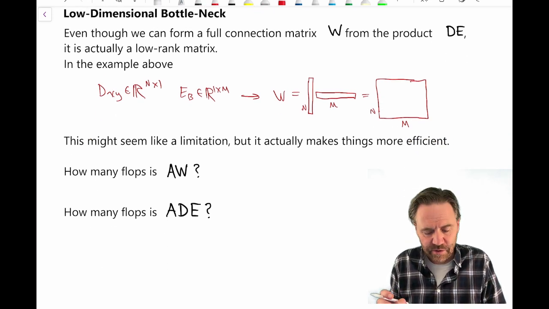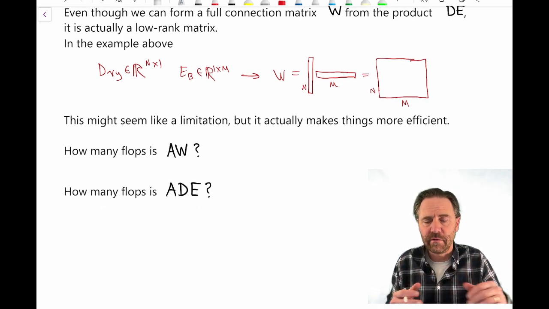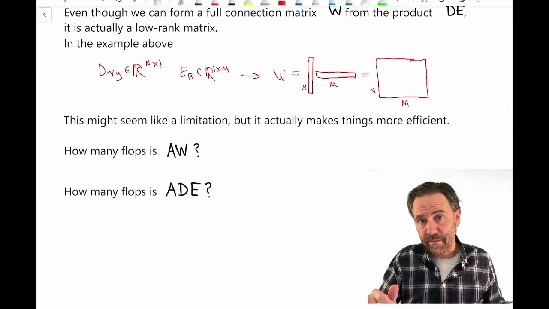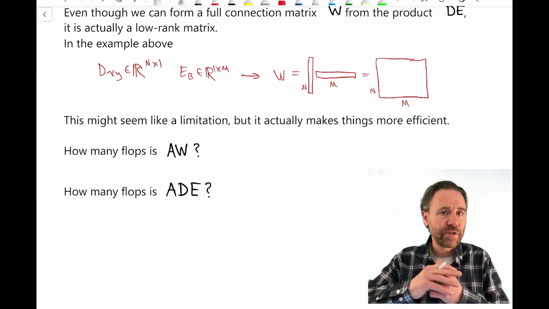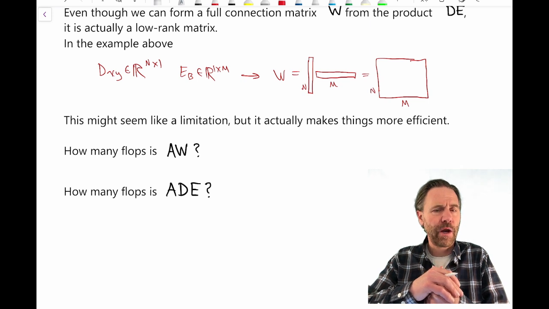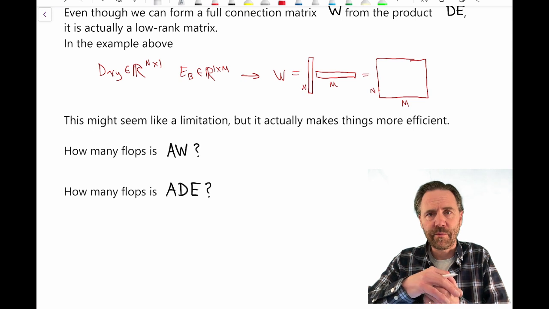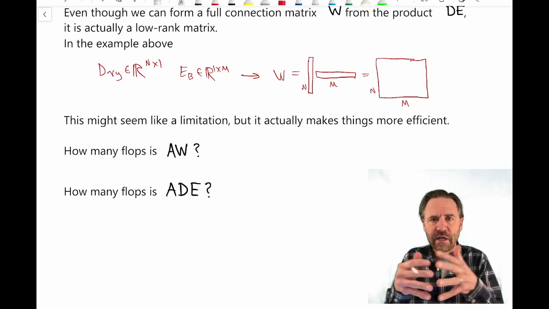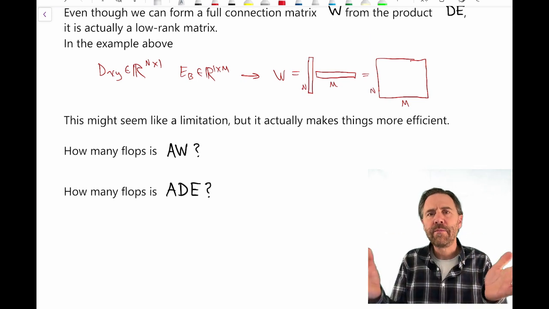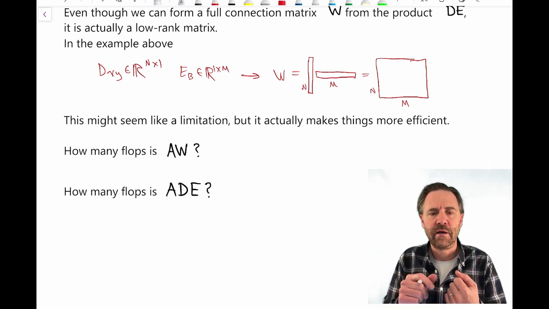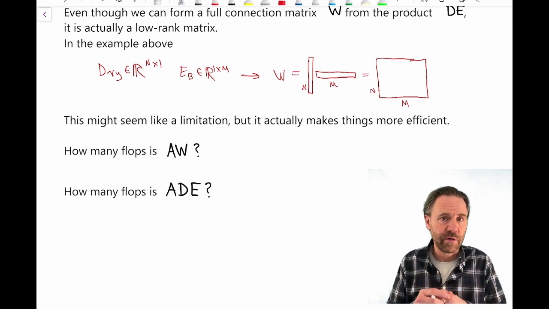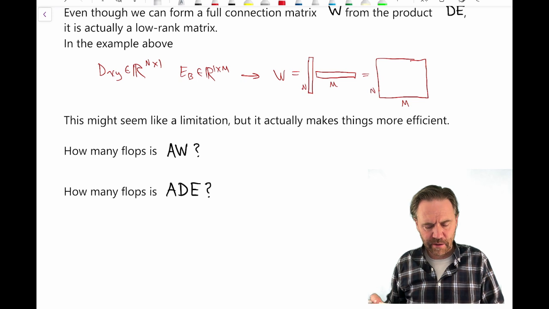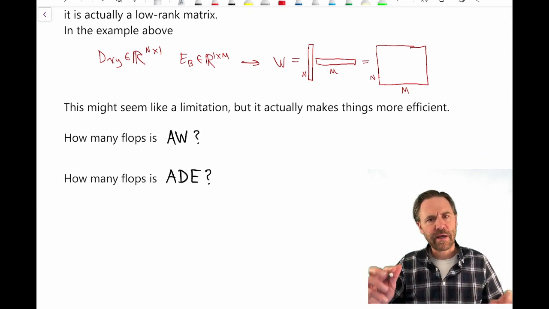So this might seem like a limitation, that you're taking these low dimensional vectors and forming this full matrix, but it actually makes things more efficient. We could implement them with a full weight matrix W, and if you actually had a fully parallel machine like a brain or maybe neuromorphic hardware where all the neurons operate in parallel, sending connections at the same time, the full weight matrix W is perfectly efficient because all those connections are being run simultaneously. But if you're on a CPU or maybe even a GPU and you have a limited number of processing units, this low rank matrix factorization is actually helpful. And here's why. Let's think about how many flops it takes to multiply A times the full weight matrix W.